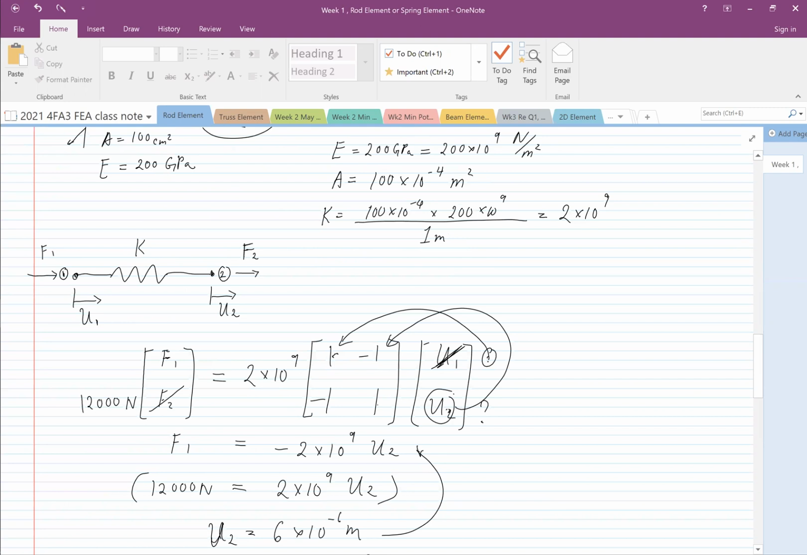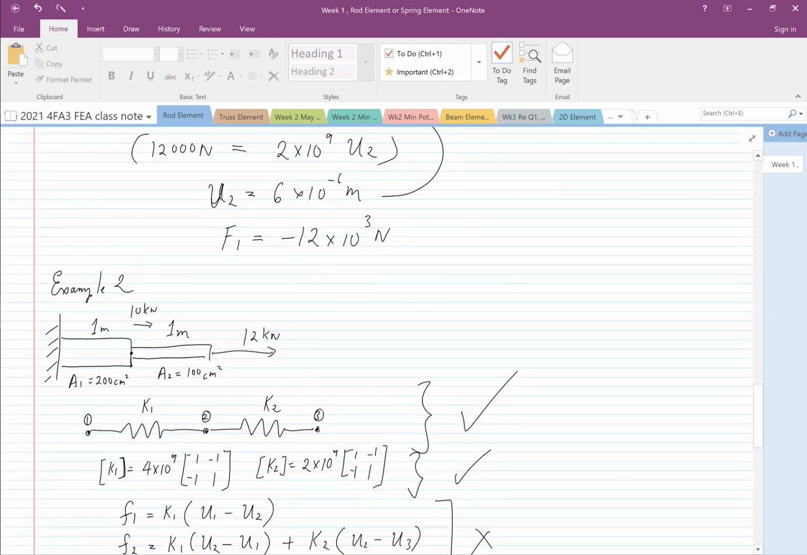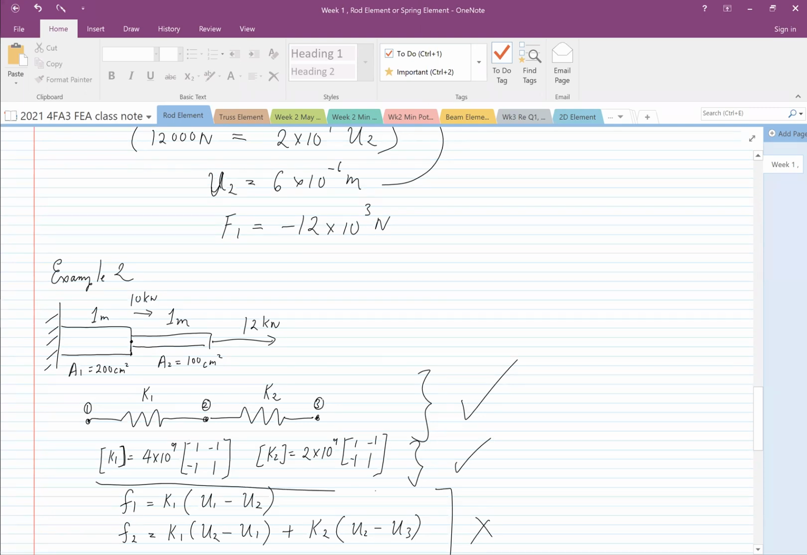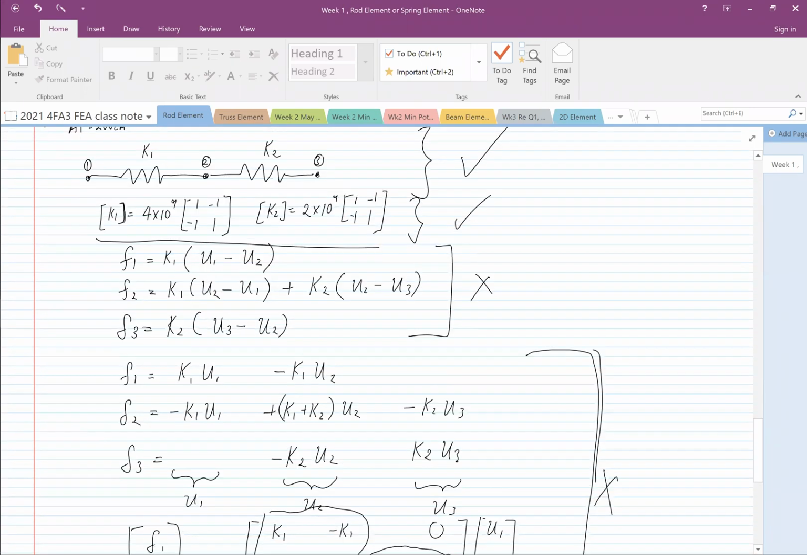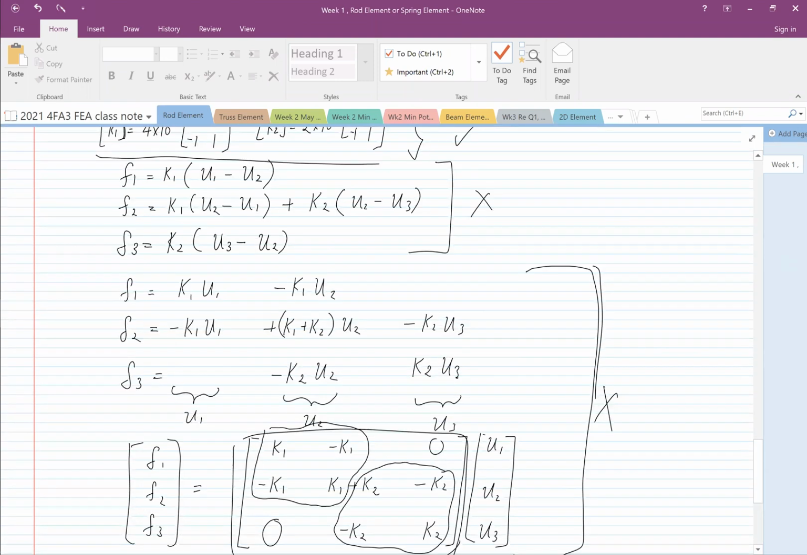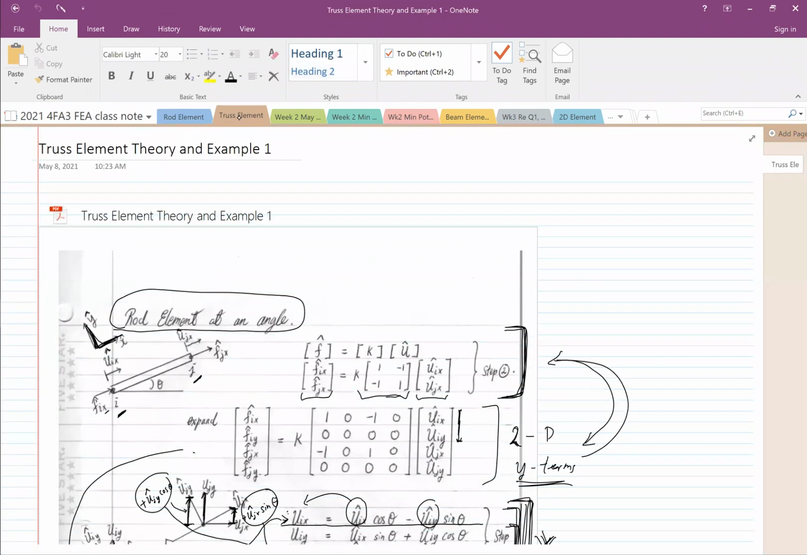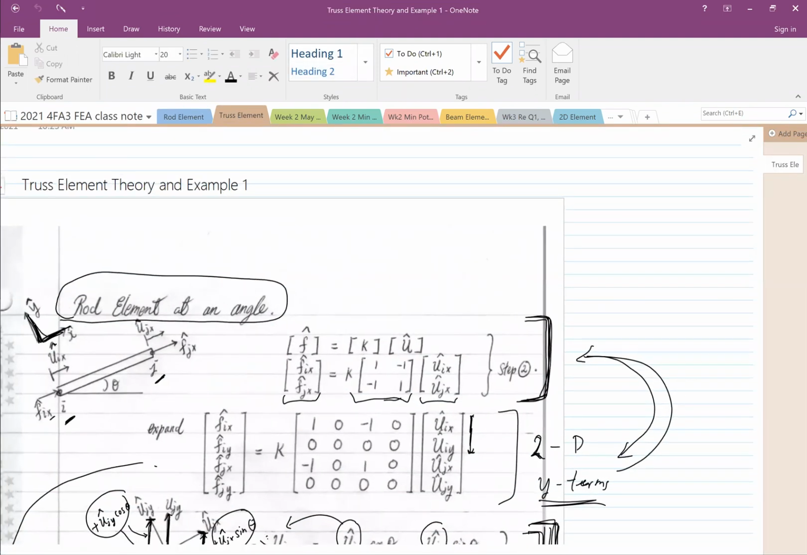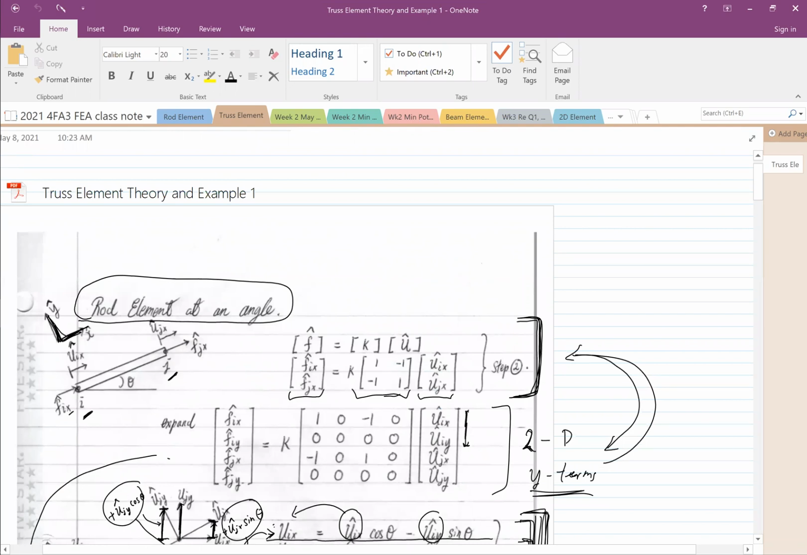Okay, so that's the stiffness matrix for rod elements: 1, 1, negative 1, negative 1, and then how we merge them together. You should be very, very comfortable with it now, okay? How you merge these 2 elements together. Then the week after, we talk about the truss element.